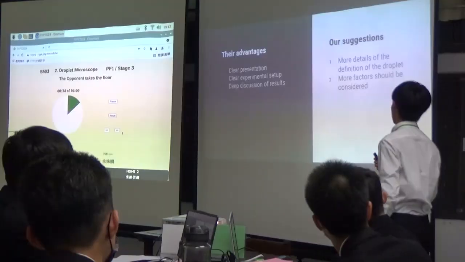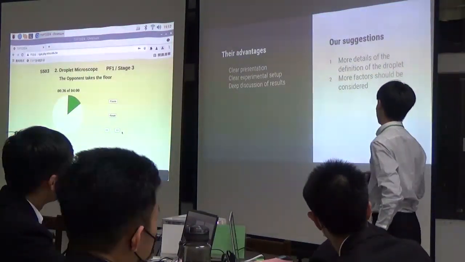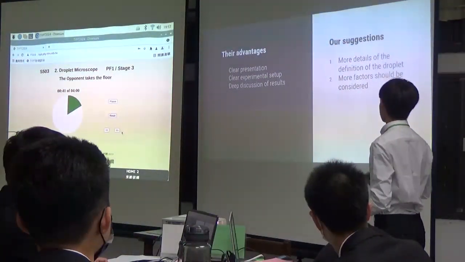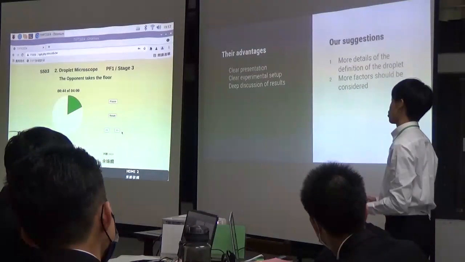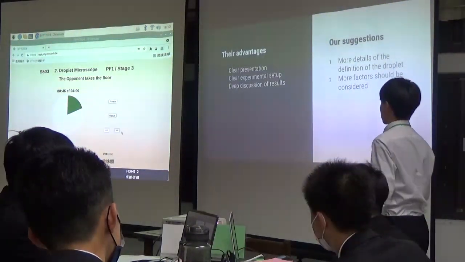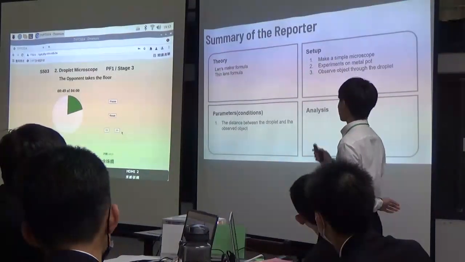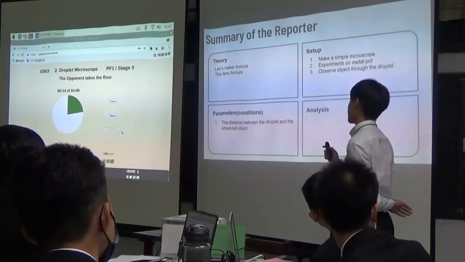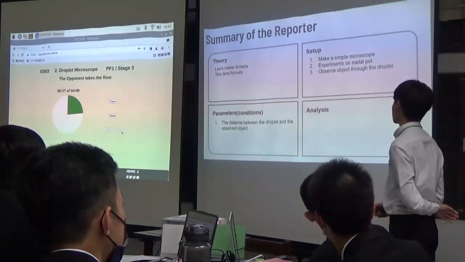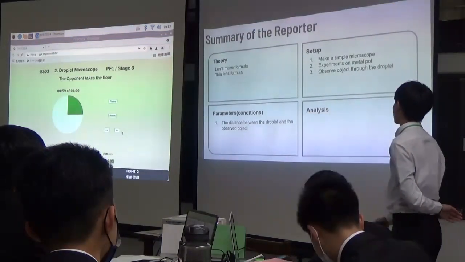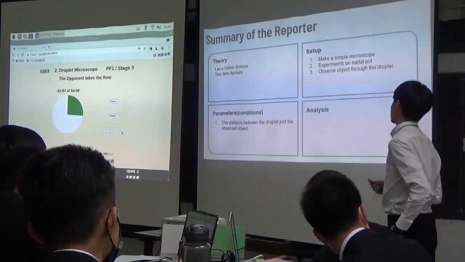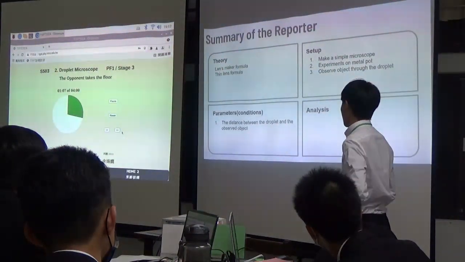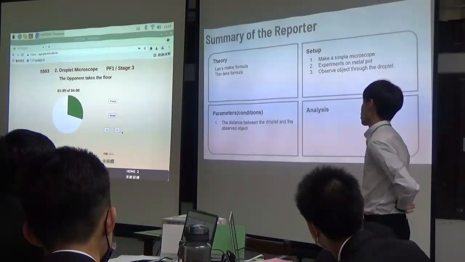Our suggestions are more details of the definition of the droplets, like sizes and the radius. And second, more factors should be considered, like the evaporation rate and so on. In theory, they use the lensmaker's formula for thin lenses, and they also use the thin lens formula. For their setup, they use a droplet as a simple microscope and observe the object through the droplet. The parameter is the distance between the droplet and the observed object.